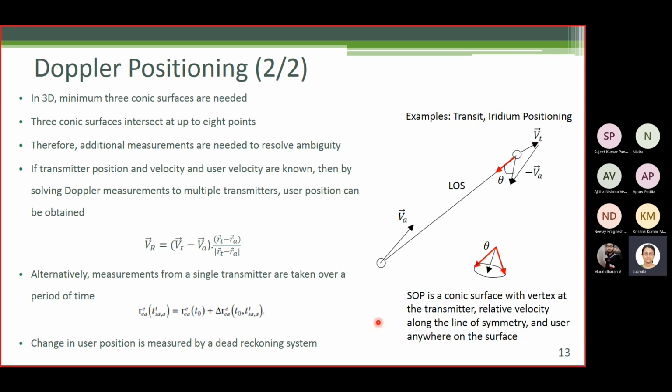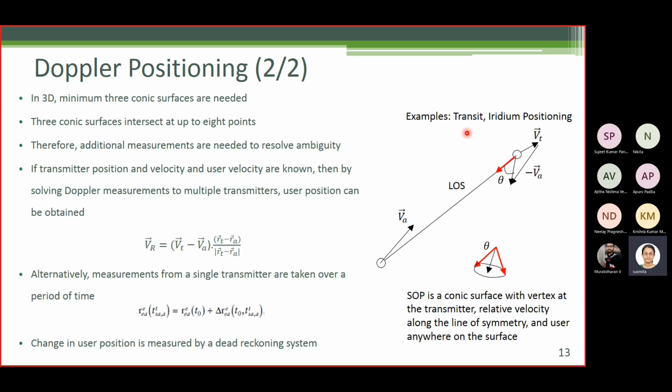Transit is no longer operational. After Transit, GNSS was developed. GNSS is used now. Another example of Doppler positioning is Iridium positioning. This is basically a satellite communication system. You have probably heard of satellite phones, where long distance calls are made with the help of satellites. The Iridium constellation is used to make long distance phone calls through satellites. It's a satellite communication system basically.